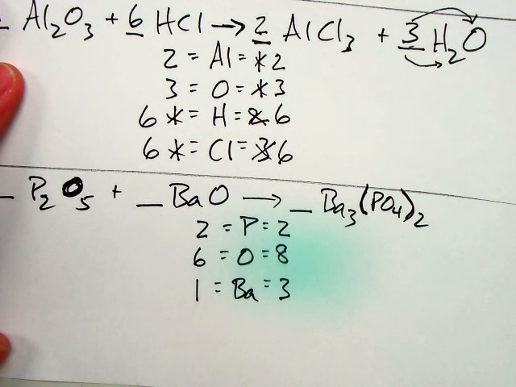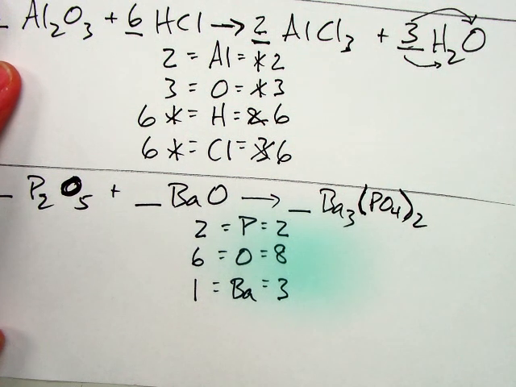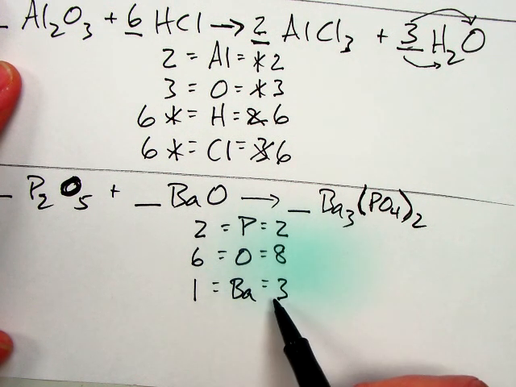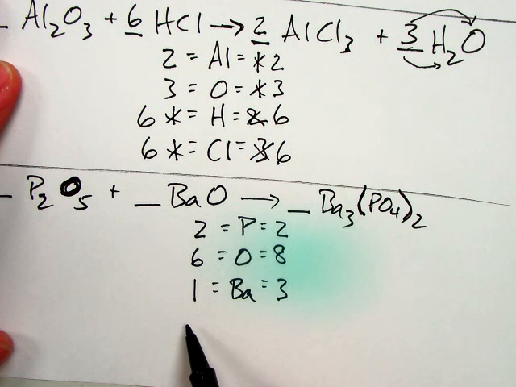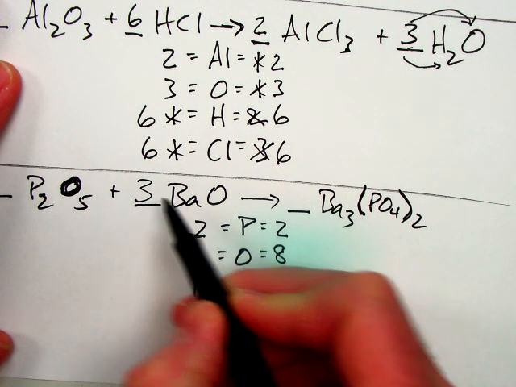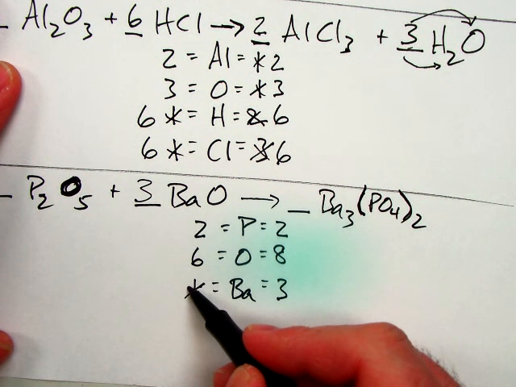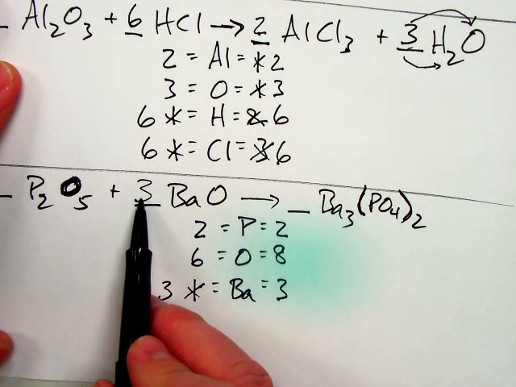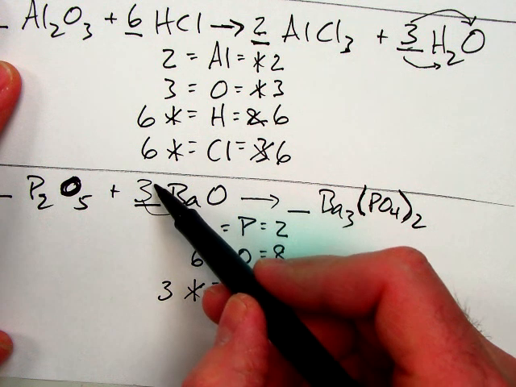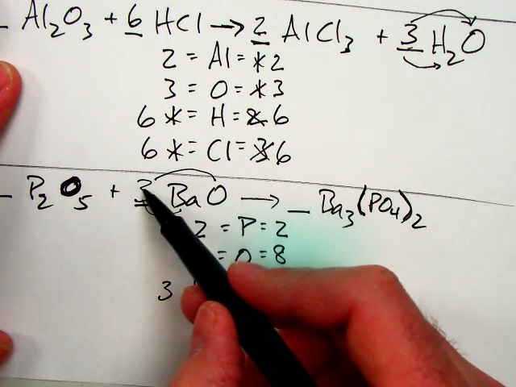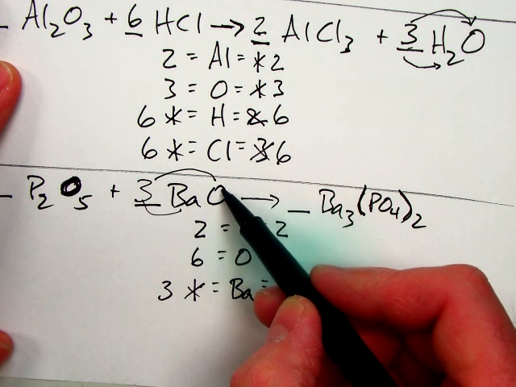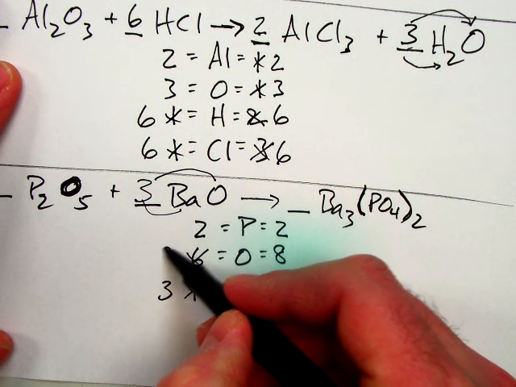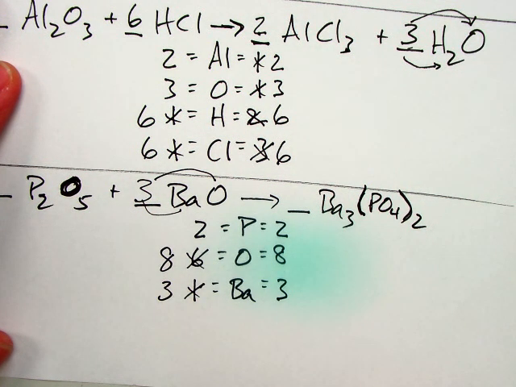All right. So O's and H's last. The P's are already balanced, so we should balance the Ba's next, right? So I'm going to put a 3 in front here, and so I got 3 here. And now we also affected the O's. So 3 times my 1 oxygen gives me 3. 3 plus the other 5 gives me 8. Look at that.